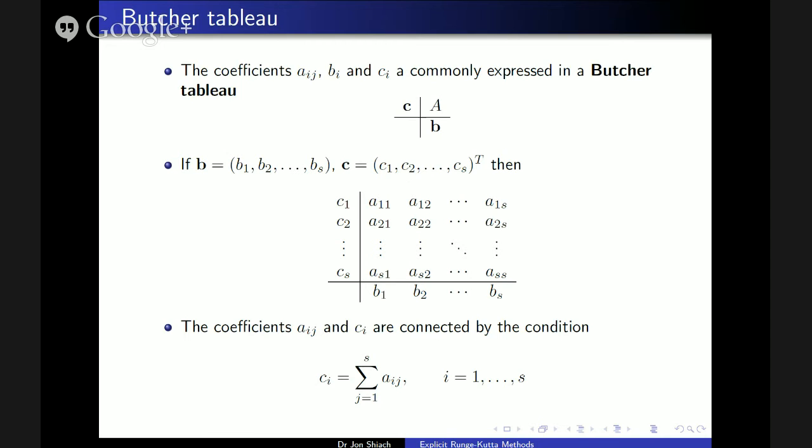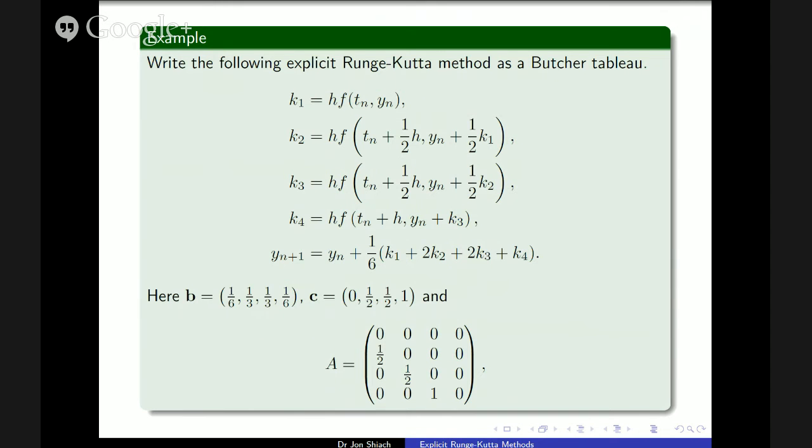So that's a Butcher tableau. Let's have a look at an example. This is similar to an example in the tutorial exercises for this chapter. Here I have a 4-stage Runge-Kutta method.